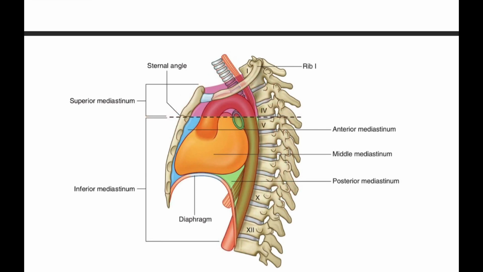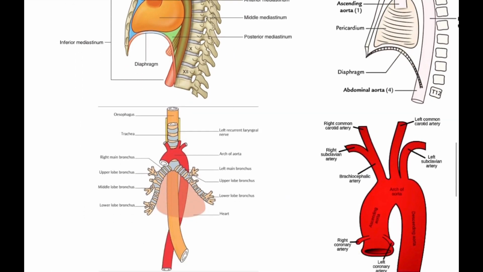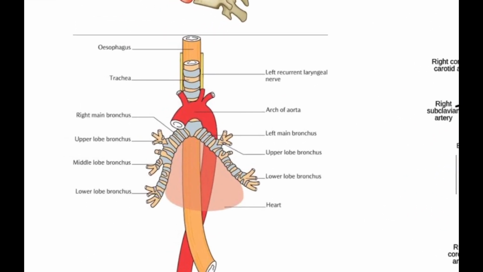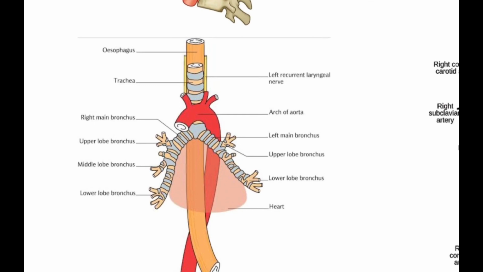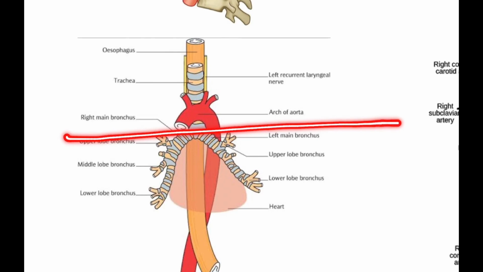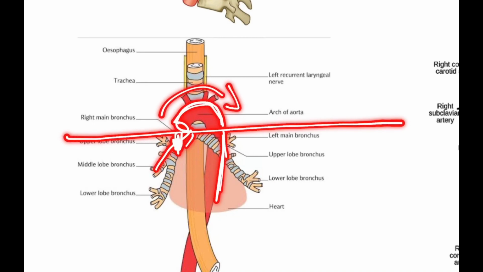Next, the trachea bifurcates into right and left principal bronchi. So the trachea divides into two principal bronchi at this level. The sternal angle is here. You can see the sternal angle, this one, the arch of aorta, here is the ascending aorta, and here starts the descending aorta. Here is the trachea, which divides into two.